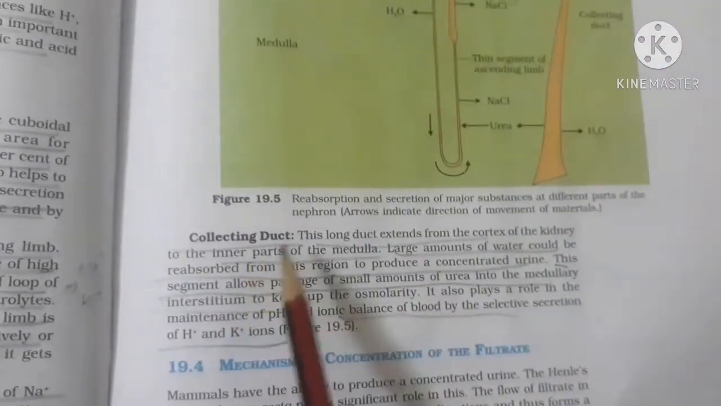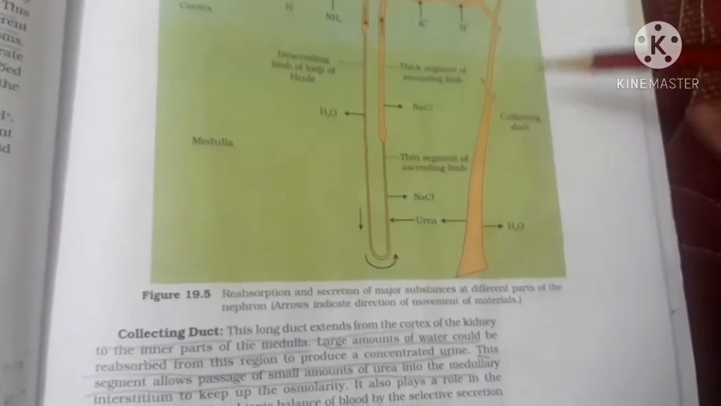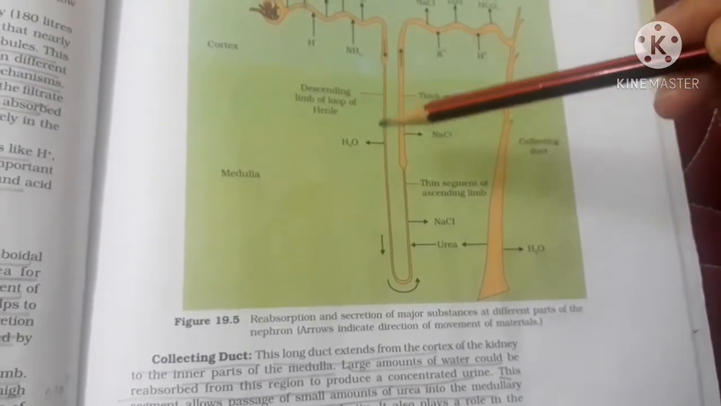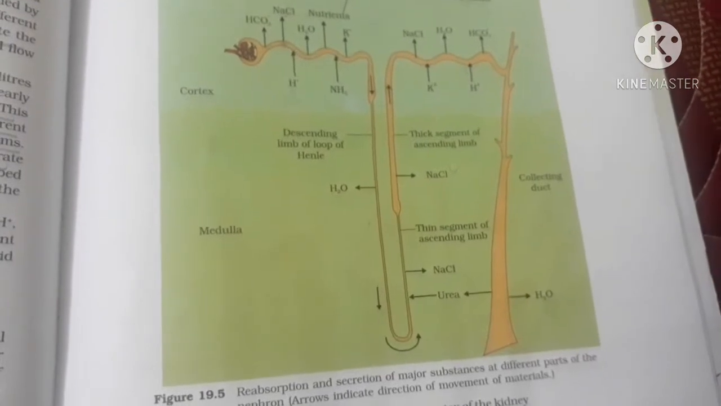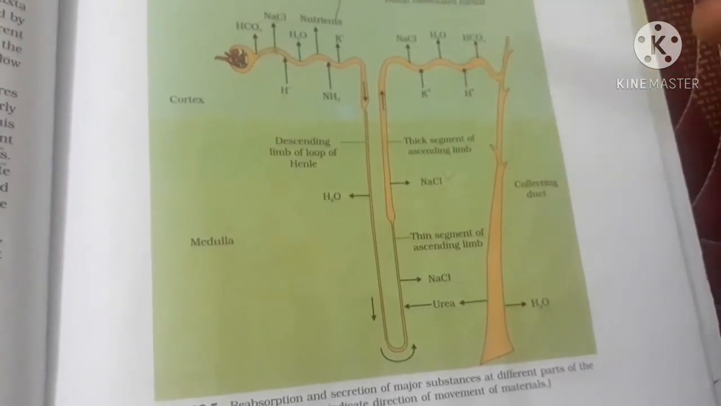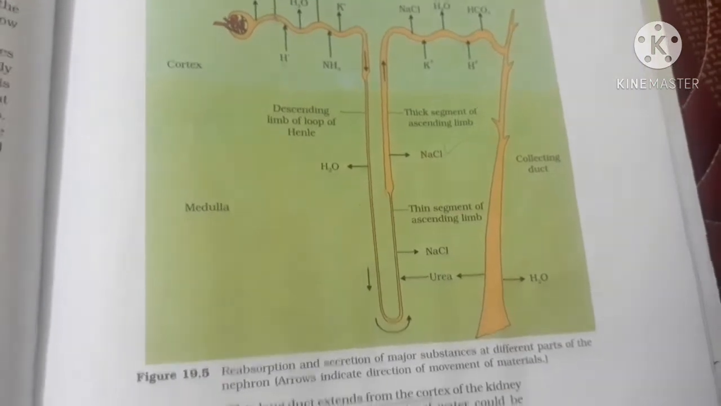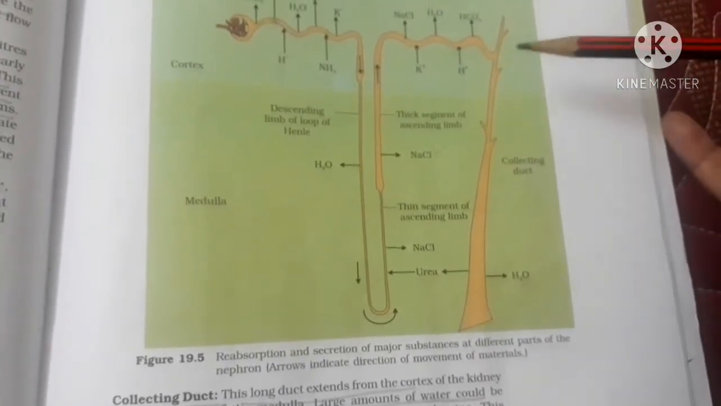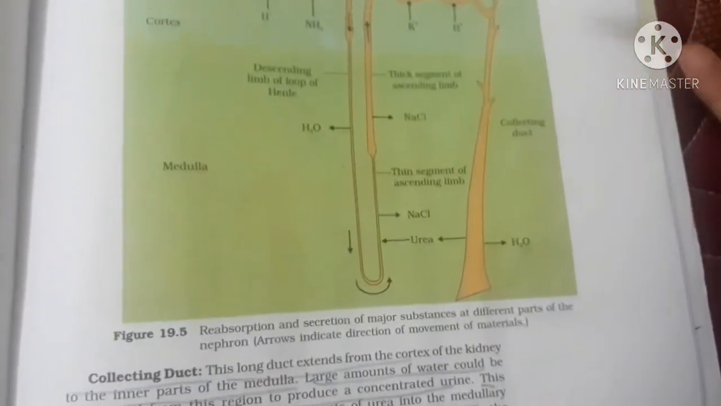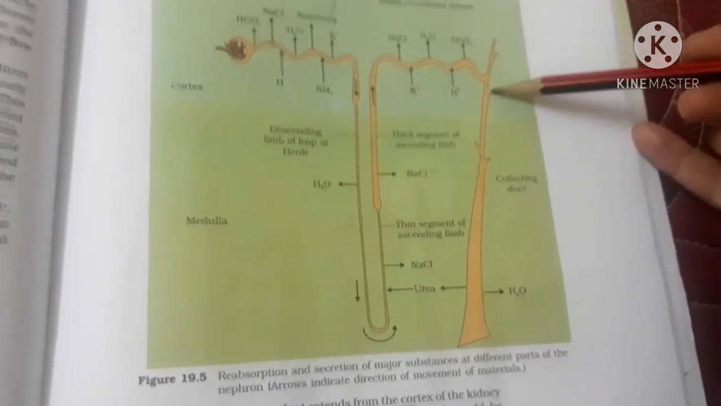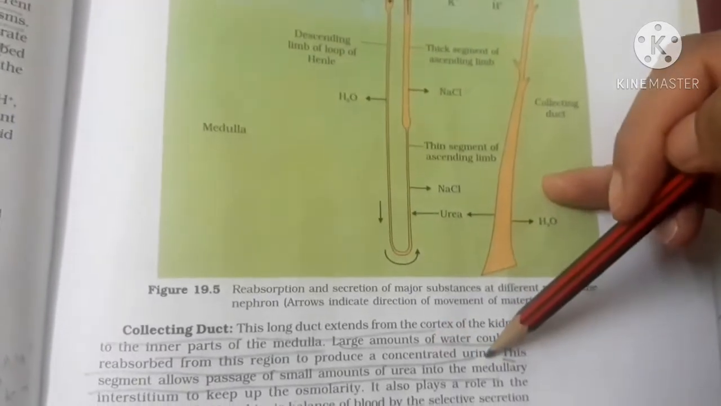Now the last part of the nephron is the collecting duct. This is the long duct which extends from the cortex region to the inner parts of the medulla. See, as the filtrate is moving through all these parts, urine is becoming more concentrated. More concentrated means the important substances are reabsorbed to the body, and now urine is left with unwanted substances, mainly nitrogenous wastes. But if some water still remains in the collecting duct, a large amount of water is reabsorbed from this region. If still more water remains, here finally water is again reabsorbed to the body, so that we get concentrated urine.